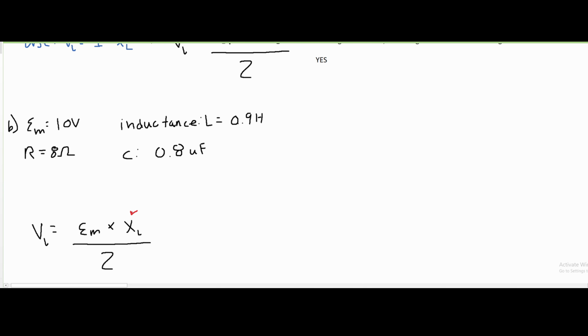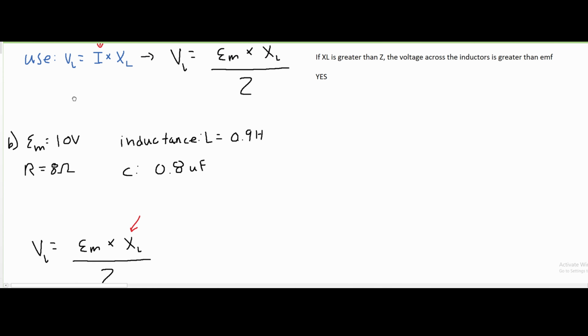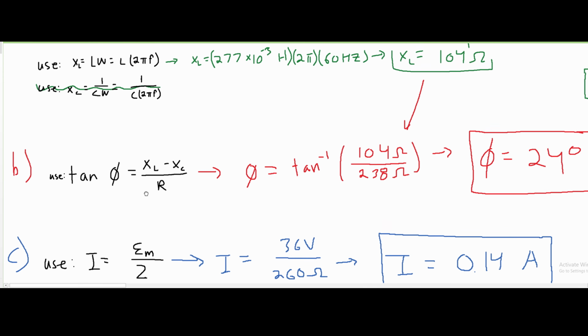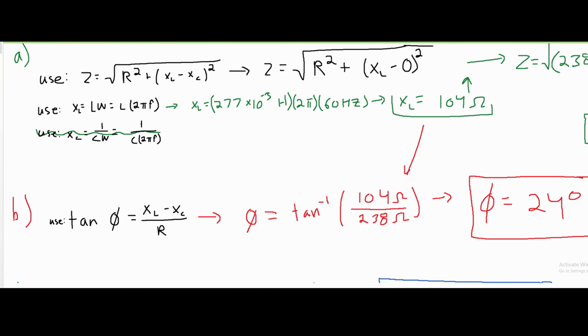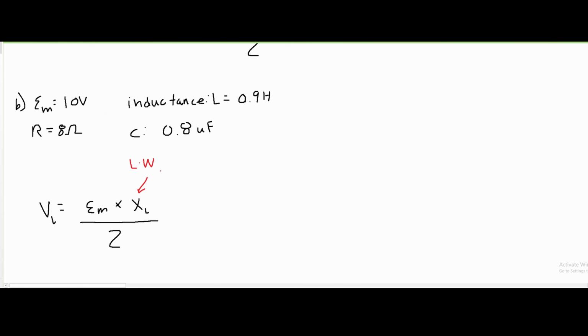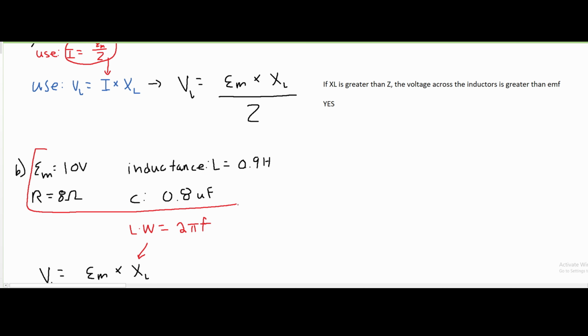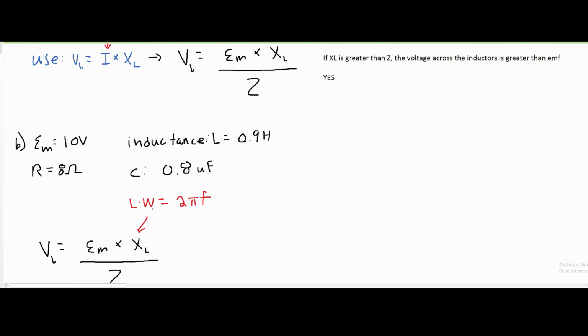We know that X of L, we can write this a different way. And we've done this before. For example, up here, where we've written that X of L is equal to L times omega. And if we're not given omega, we can also write this as 2 pi frequency. In the variables that we're given, we can see what we have and what we don't have. What we don't have is an omega, nor do we have a frequency. The only way to solve this is to further break this down.